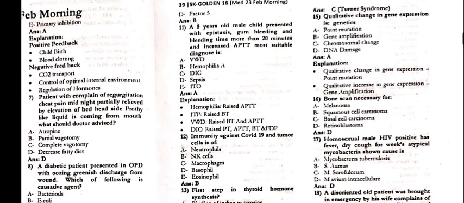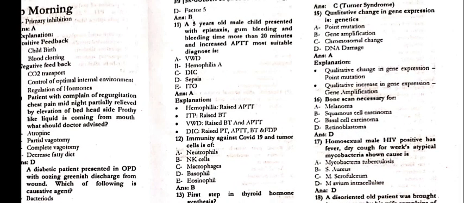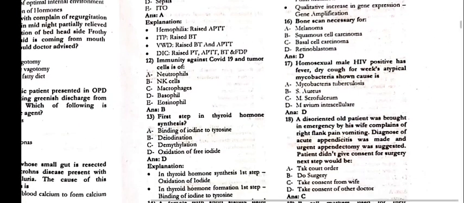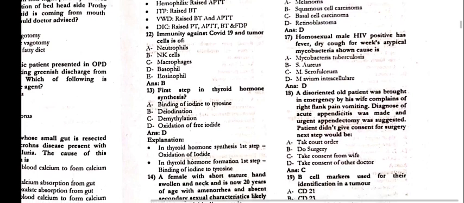Question number 15, the qualitative change in the gene expression is a point mutation. Question number 16, the bone scan necessary for retinoblastoma. 17, homosexual male HIV positive has fever, dry cough and weakness, atypical mycobacterium shown. The cause is Mycobacterium avium intracellulare.